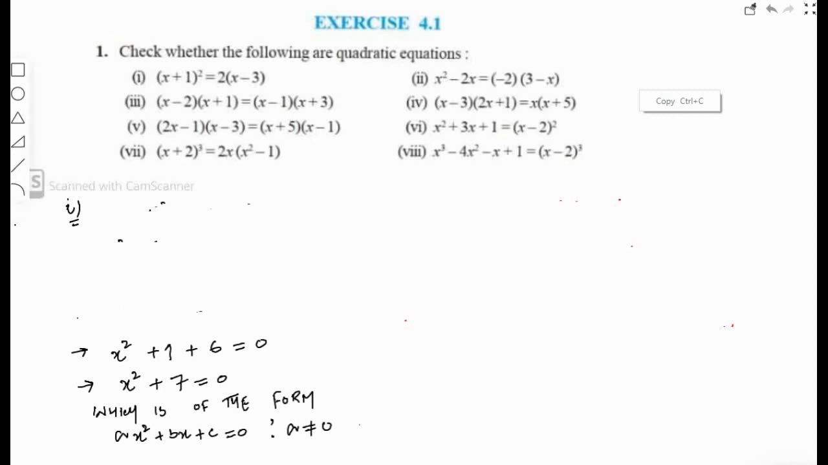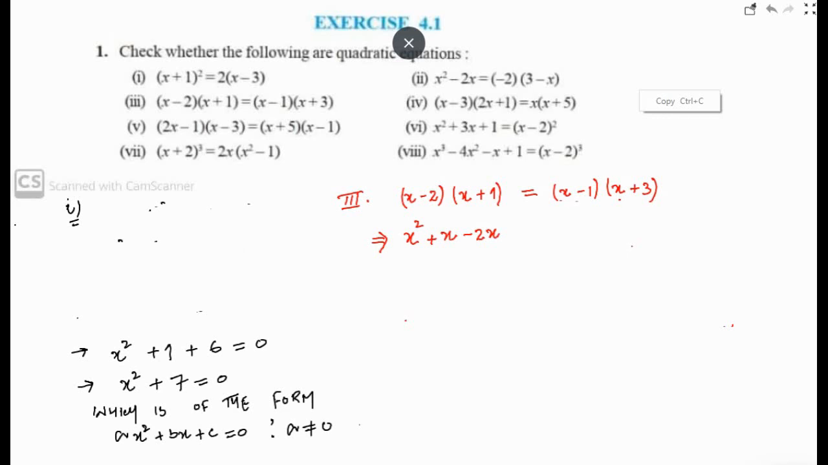Let me do the one here, the third one. Now you see the third one is (x minus 2)(x plus 1), given to be equal to (x minus 1)(x plus 3). The moment you simplify, you'll get x into x, x square, x into 1, that's x, minus 2 into x, that is minus 2x, minus 2 into 1, that's minus 2, equals x into x again, x square, x into 3, that is 3x, minus 1 into x, that is minus x, minus 1 into 3, that will be minus 3.